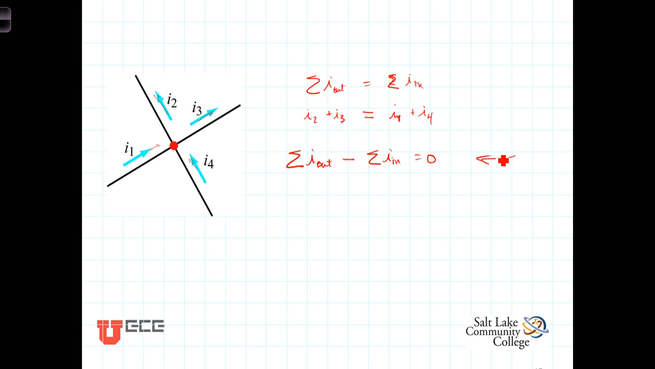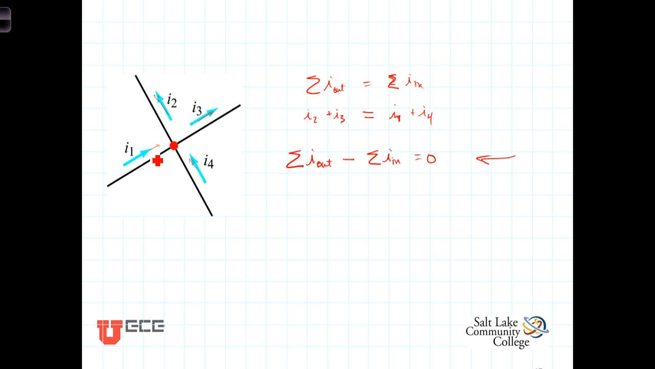Implicit in that statement is that some currents will be positive and some currents will be negative. Our convention is going to be that currents leaving the node will be given positive signs, and the currents entering the node will be given negative signs. Now, as I mentioned, this may seem counterintuitive to some of you, but when we get into more advanced analysis techniques, it's going to be a whole lot easier to keep our signs straight if we use this convention. So really what we're saying is that the sum of the currents leaving the node must equal 0.